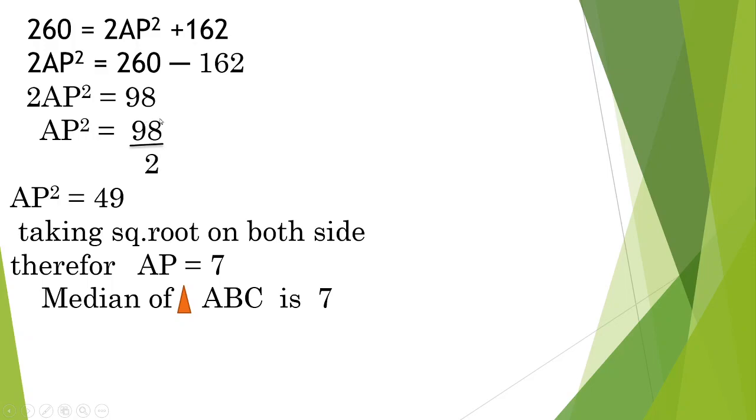2 4s are 8, remains 1. It becomes 18, 2 9s are 18. After dividing, you get AP square is equal to 49. Taking square root on both sides, therefore AP is equal to 7, since the square root of 49 is 7. So, the length of the median of triangle ABC is 7.